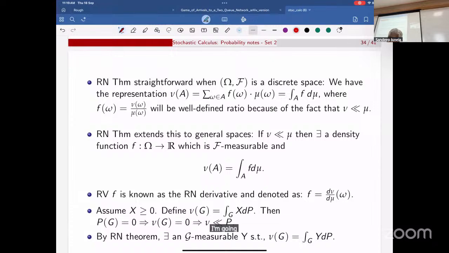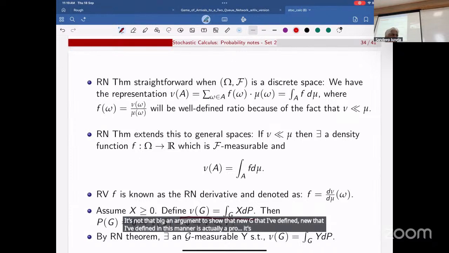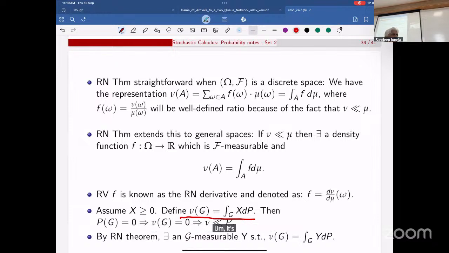I'm going a little fast in the sense that it's very crowded in my slides here, but you see this definition: nu(G) is equal to the integral of X dP over G. It's not that big an argument to show that nu(G) that I've defined in this manner is actually a measure. It satisfies the properties of a measure. It's a probability measure if the total measure is 1, but if the total measure is not 1, then it's a general measure. Countable additivity still has to hold, non-negativity still has to hold.